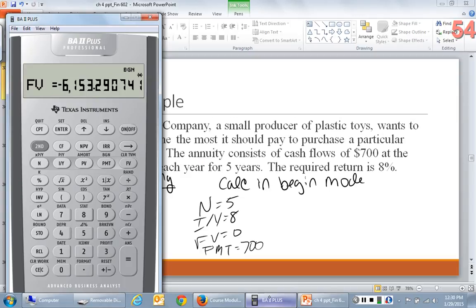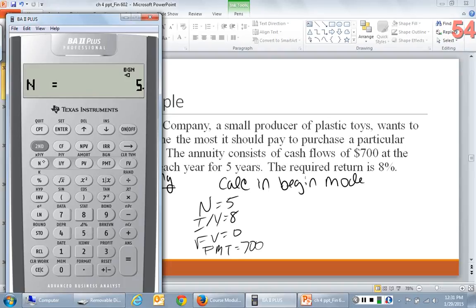So on our calculator, first step, clear time value of money. And we see that our calculator is already in begin mode. If it weren't, you would push second and payment, second and set, and second and quit. Set is located above the enter button, and quit is located above the compute button.